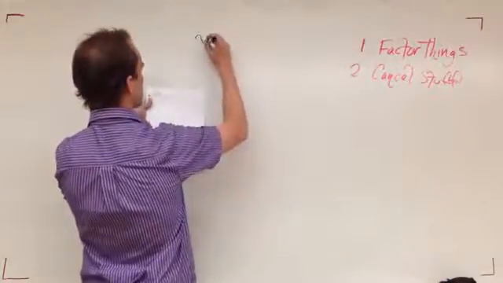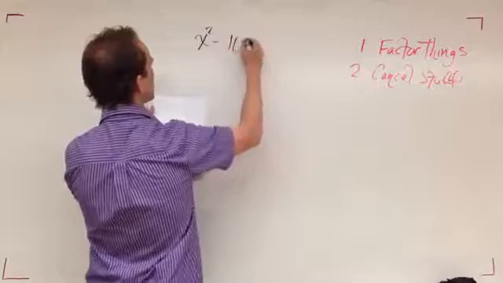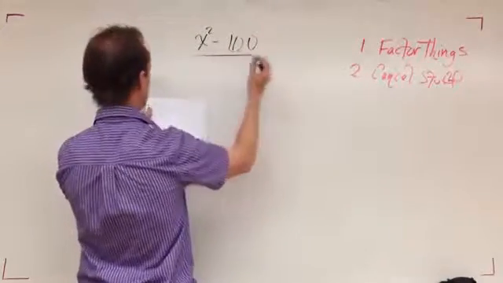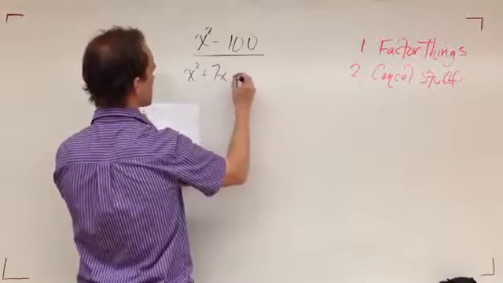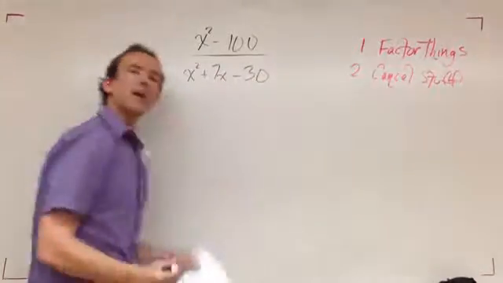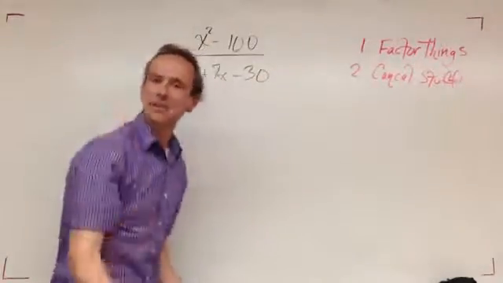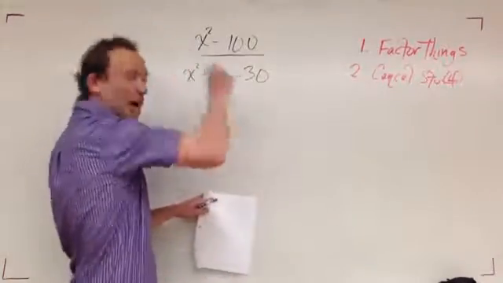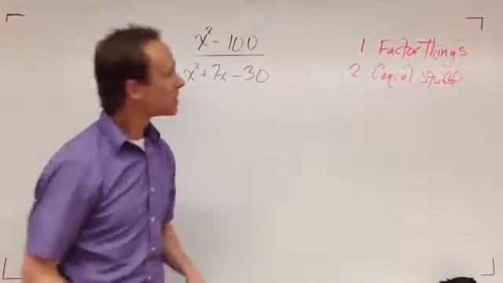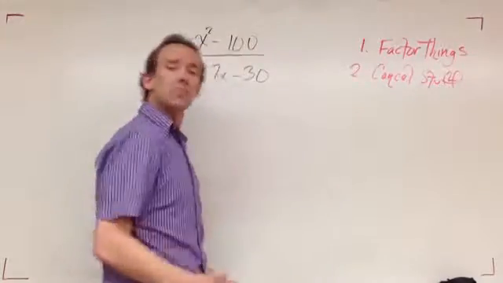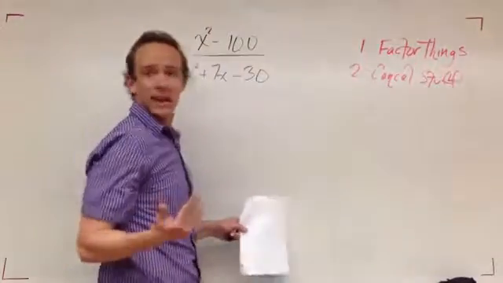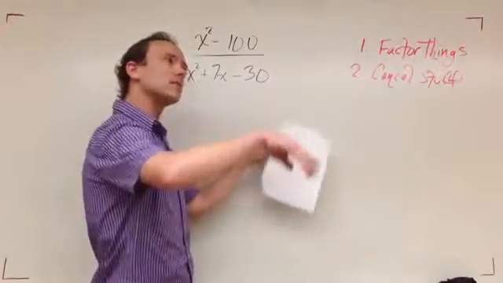So what do we got here? We got x squared minus 100 over x squared plus 7x minus 30. Right now, I recommend to you that you pause this video and you try this problem on your own. Do the 2 steps, factor the things, then cancel the stuff. Then hit play, and I will explain how to do it. All right, so pause.